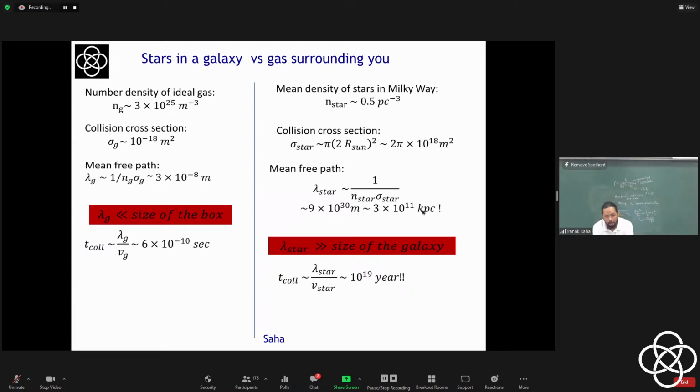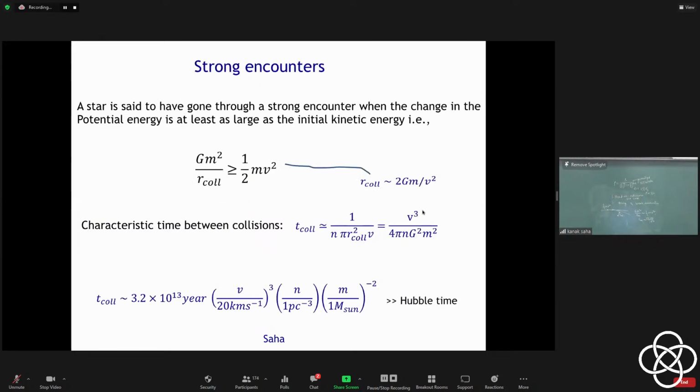So one can also calculate this strong encounters time scale. The characteristic time scale, in the same way, because this will give you some kind of a cross section around this radius, and then you can also calculate the collision time. The collision time is written here as 1 over n sigma v. 1 over n sigma is the length scale, and then that's how you get the time scale typically.